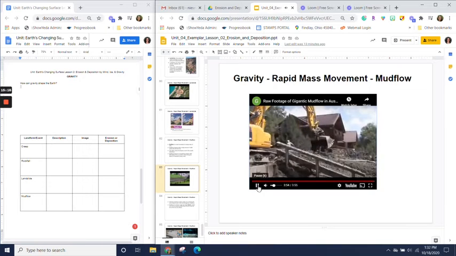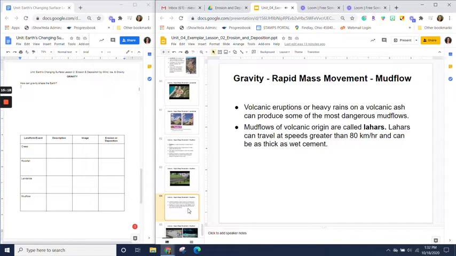Volcanic eruptions or heavy rains on volcanic ash can produce some of the most dangerous mud flows that we have seen. Mud flows of volcanic origin have a special name. They're called lahars. Lahars can travel at very great speeds, greater than 80 kilometers per hour, and can be as thick as wet cement.